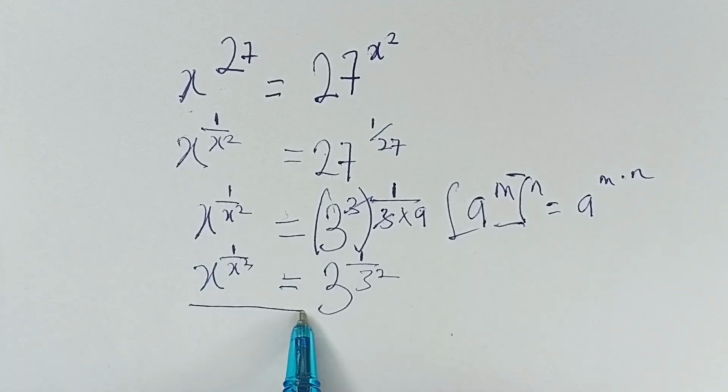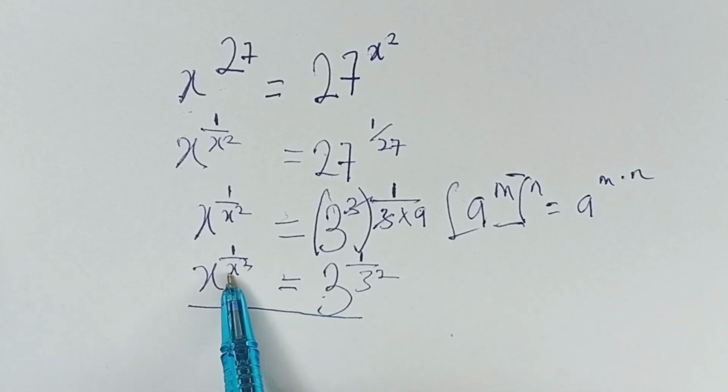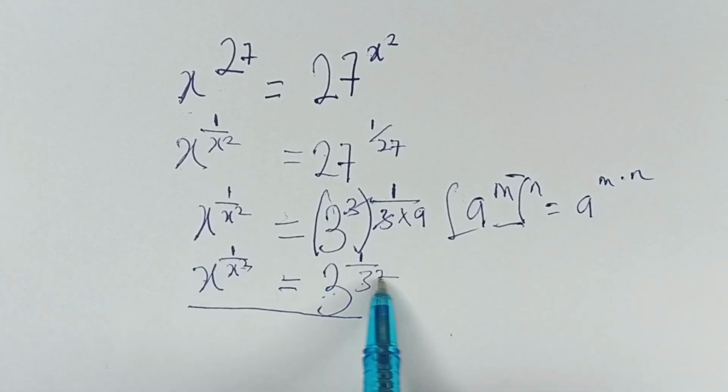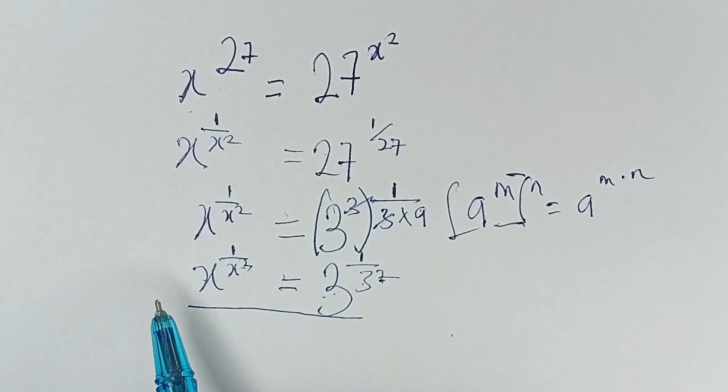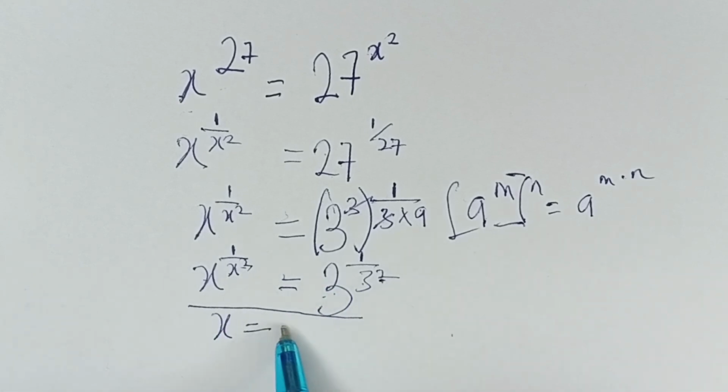Now, can you notice here, you can see a trend. Any place you see x, you are seeing 3. We see x here, we see 3. We see x here, we see 3. And this power is constant on both sides. So therefore, we can deduce that x is equal to 3.